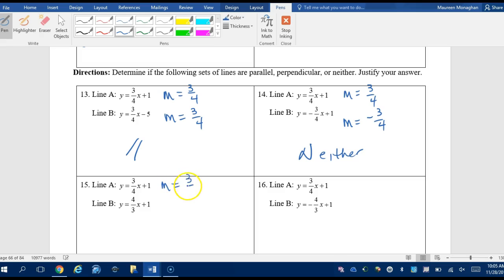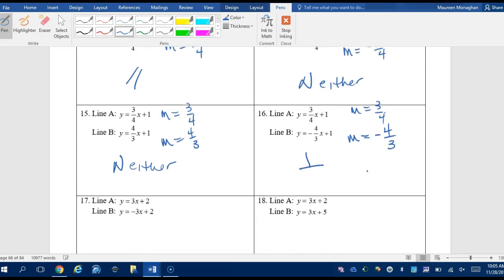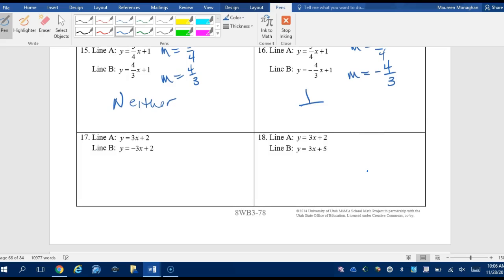Slope is 3/4. Slope is 4/3. They flipped, but I also needed them to change the sign. Slope is 3/4. Slope is negative 4/3. Two changes, opposite reciprocal. That means they would be perpendicular. Okay, you got these last two.